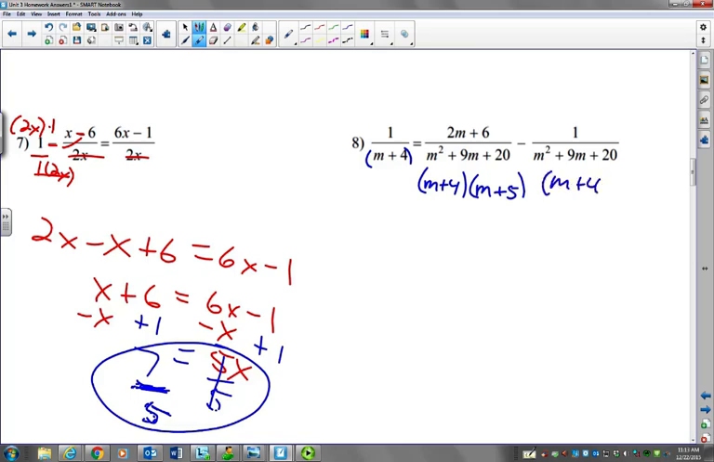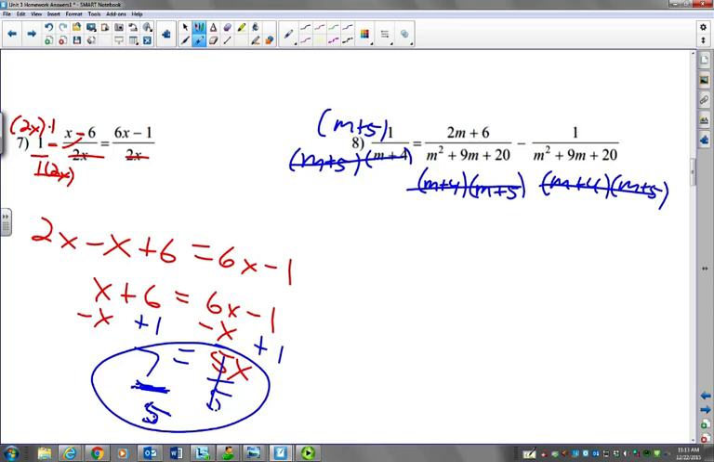And then we have m plus 4 times m plus 5 again. So this side is just missing an m plus 5 to the bottom and m plus 5 to the top. So now that we have the denominator the same all the way across, we can cancel them all out and just solve for the top. Just solve the numerators section.